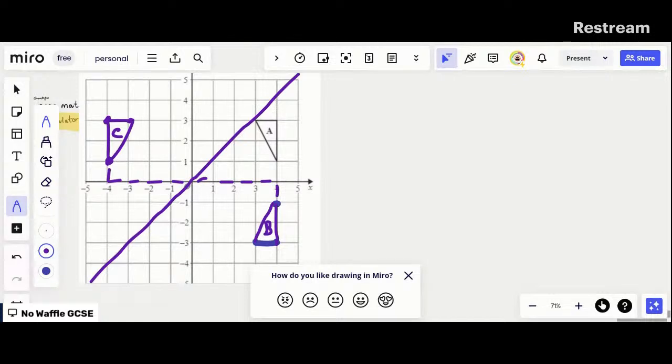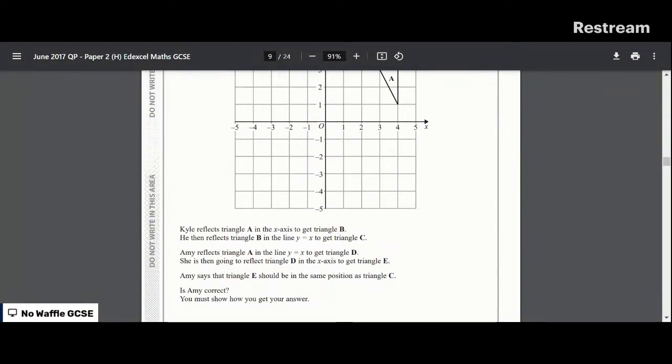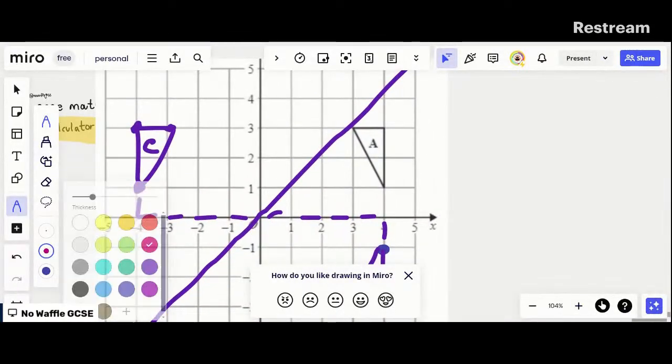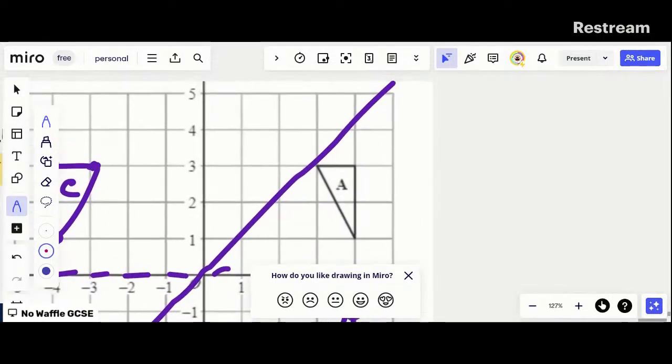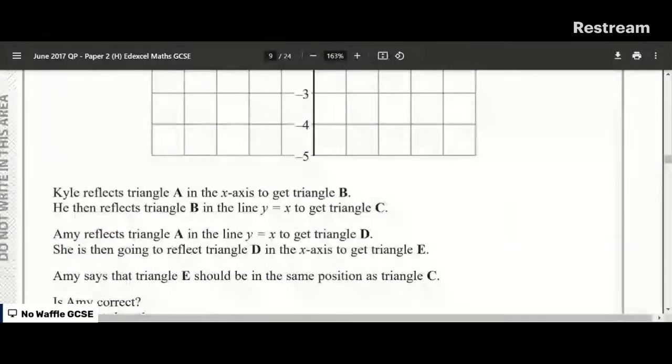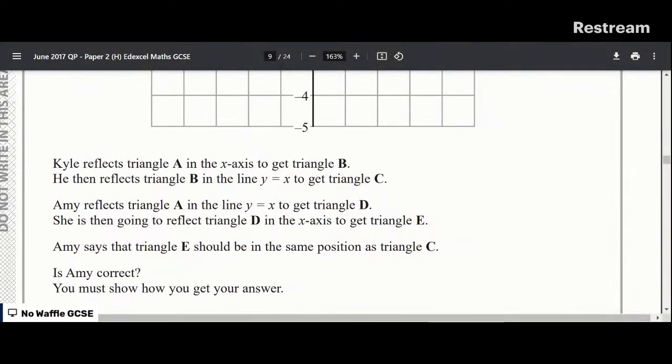Okay, and then to get our next part, which is reflecting triangle A in the line y is equal to x to get triangle D. So that is reflecting the original triangle into the line. Reflecting this into that, you're simply going to get like that. And that is triangle D. And then after reflecting it like that, she's then going to reflect triangle D in the x-axis to get triangle E.